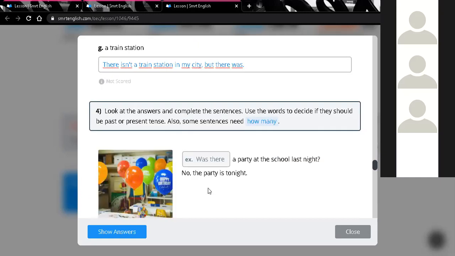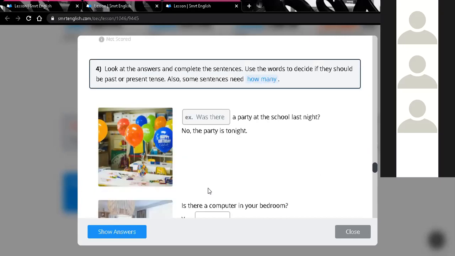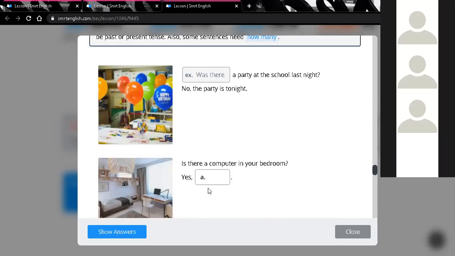Okay. Look at the answers and complete the sentences. Use the words to decide if they should be past or present, which means there is, there are, there was, or there were. For example, was there a party at the school last night? No, the party is tonight. Okay, so according to the answer, we're going to decide if the question will be in present or past, negative or affirmative, okay?